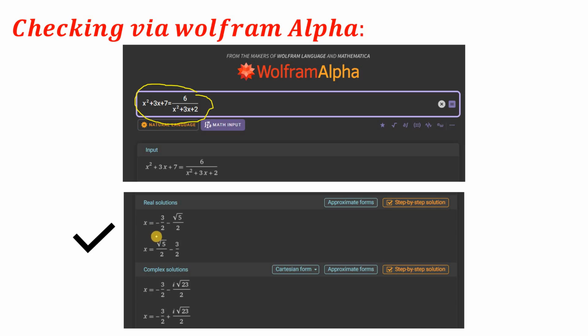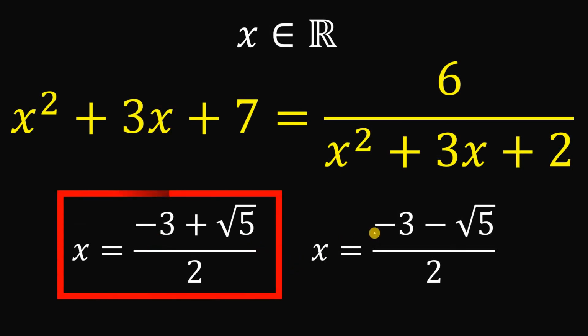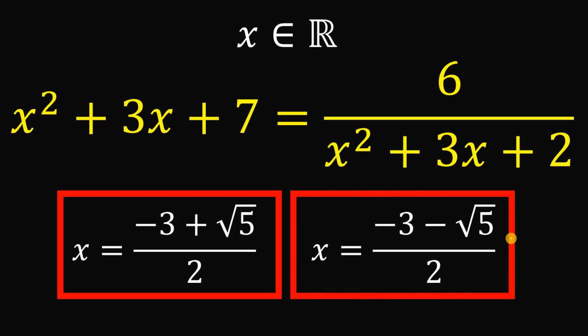And as you can see, we have two real solutions. This is the value that we get. And we also have complex solutions. And now, as you can see, the values that we get are these two values. Therefore, the real values of x that satisfy this equation are x equals negative 3 plus square root of 5 over 2, and the other one is negative 3 minus square root of 5 all over 2. And as always, we are done.